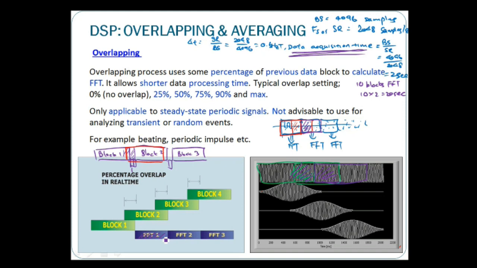Basically you are still performing the FFT, provided your sensors, hardware and software, and how you perform the FFT, are correct. I'm talking about overlapping itself. It won't actually affect accuracy. And the rule is it has to be a steady state periodic signal. So if you are very confident that this signal is in a steady state, then yes, you can use it.